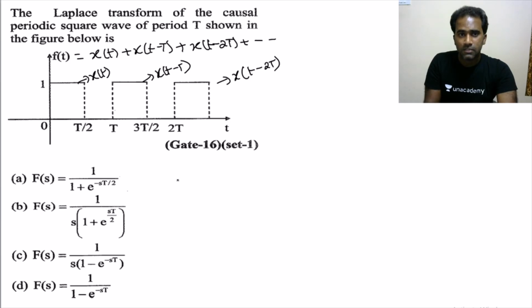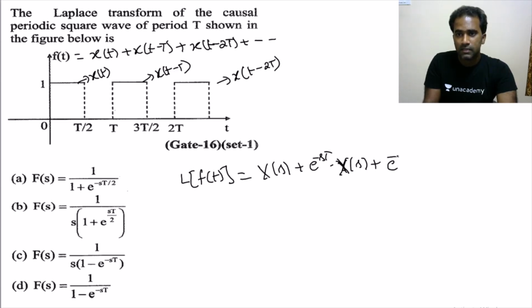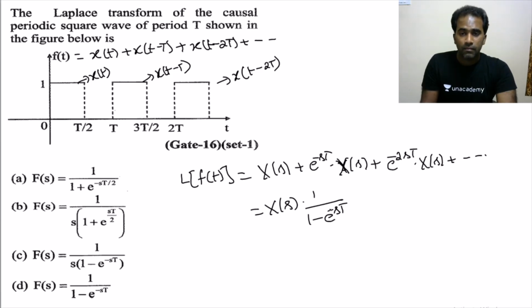So if you find the Laplace transform of f of t, it is equal to X of s plus e power minus sT into X of s plus e power minus 2sT into capital X of s plus and so on. X of s, if you take common, what remains is looking like the sum of an infinite GP, which is equal to a by 1 minus r. In this case, the common ratio is e power minus sT. Okay, right. So this is the Laplace transform.